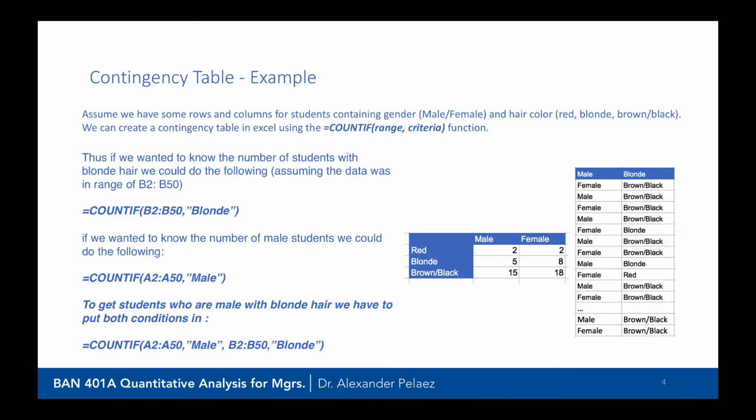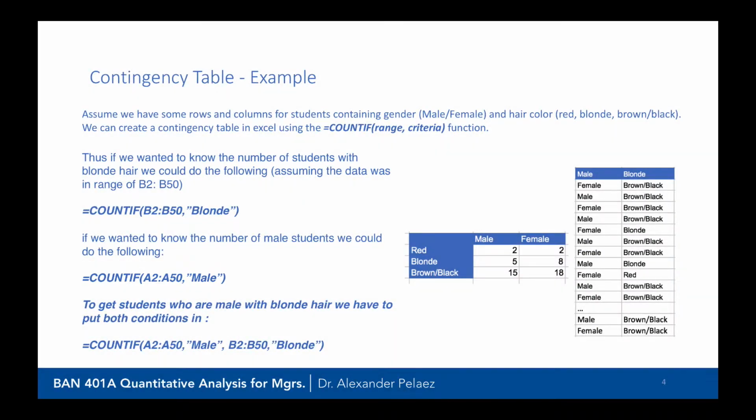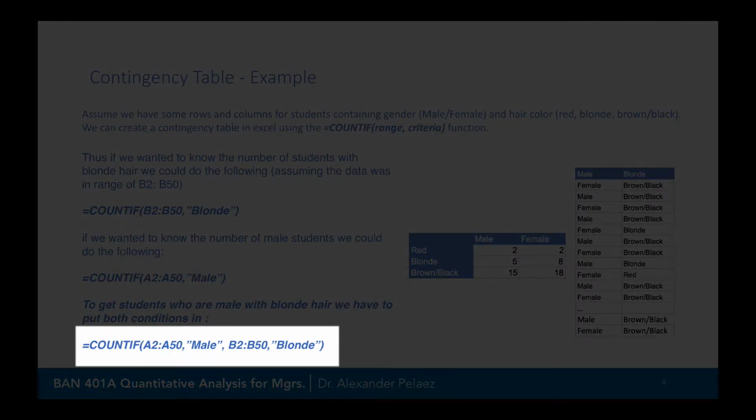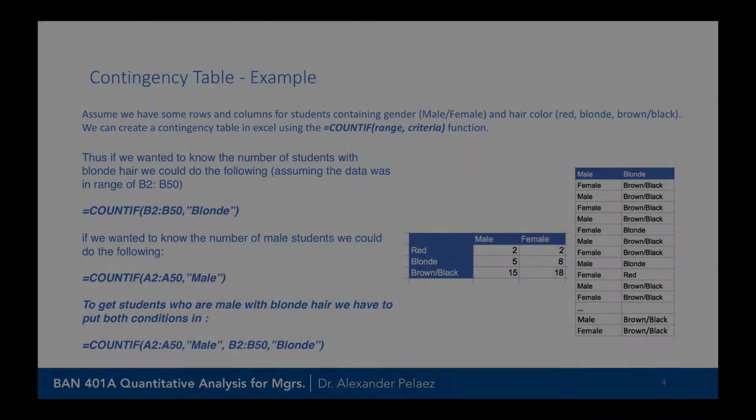Now, if we wanted to know the number of male students, we would do the same thing with a particular criteria, given a range, in this case A2 to A50. If we wanted students that were male with blonde hair, we would use the COUNTIFS function in this manner, where we put the range of data that we're looking at, the criteria that it's going to match, followed by another set of range and criteria that we're trying to match.